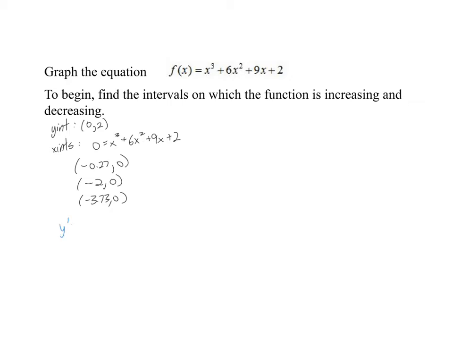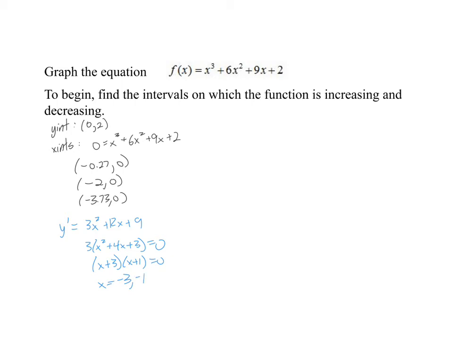So we take our original equation, do the derivative of it, so that would give us 3x squared plus 12x plus 9. We're going to take that equation, make it equal to 0. So let's factor out a 3 as well to make it a little bit easier. We're going to make it equal to 0. And let's factor the inside parts. We get plus 3 and plus 1. And we can see that our two critical points are going to be at negative 3 and negative 1.